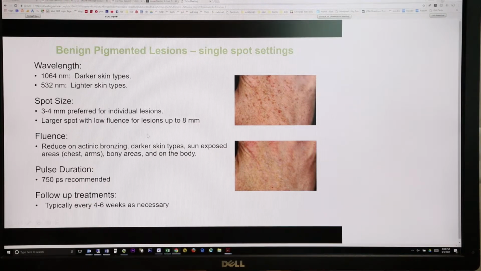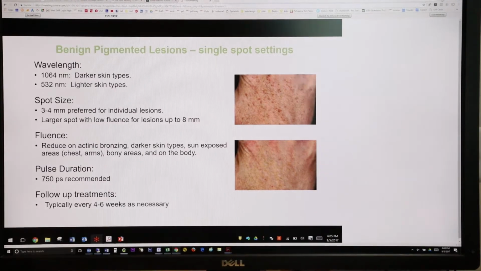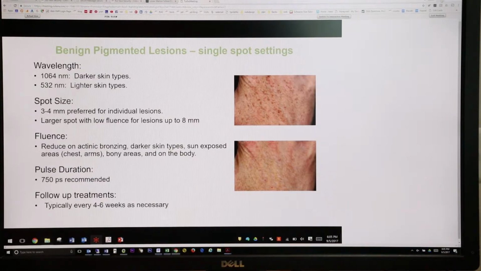You can go up to an 8 millimeter spot, but then they're going to have a lot of petechiae and a lot of crusting. With an 8 millimeter again, spot? Your skin type. I'm sorry? But normally you had just mentioned that the fluence increases with the smaller spot size. Opposite. No, you can increase your fluence. So the 8 millimeter spot is really reserved for your tattoo. You can go up. It's your choice.